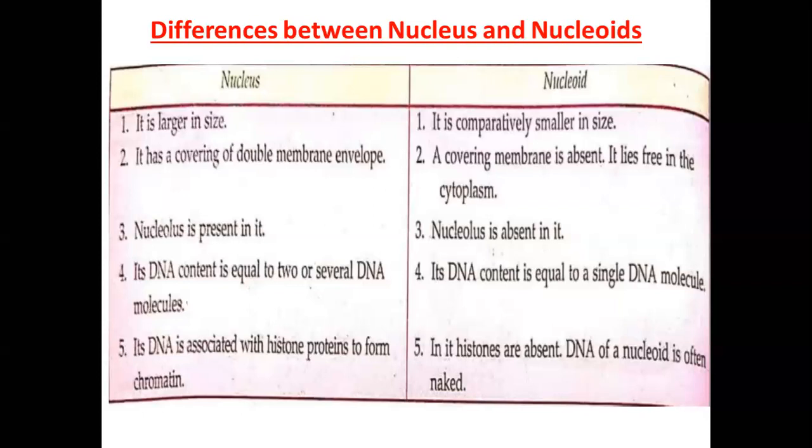In nucleus, its DNA content is equal to two or several DNA molecules. In nucleoid, its DNA content is equal to a single DNA molecule. In nucleus, its DNA is associated with histone proteins to form chromatin thread. But in case of nucleoid, histones are absent. DNA of a nucleoid is often naked. Clear? Histone is a kind of protein on which this chromatin thread is completely wound up. That means that histone helps to compact the DNA molecule.